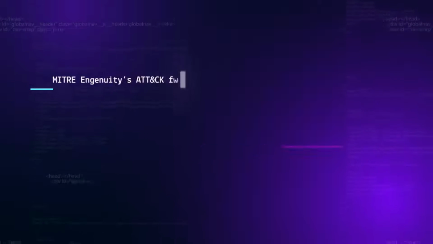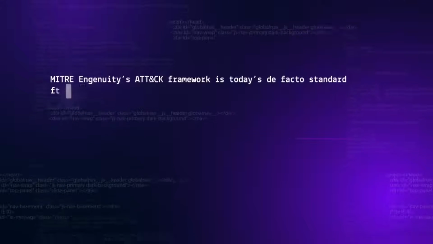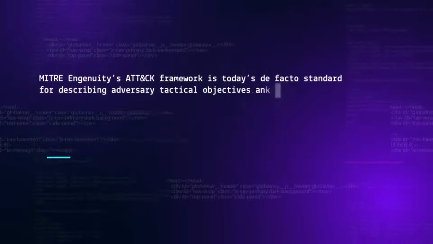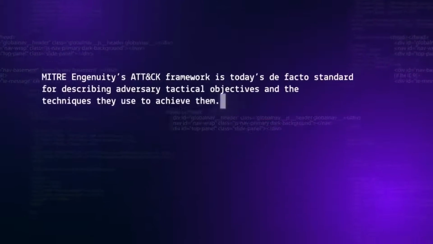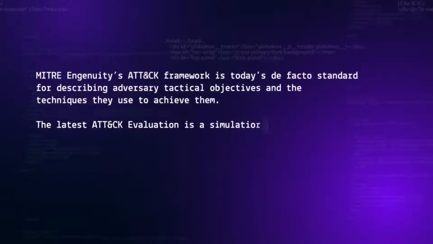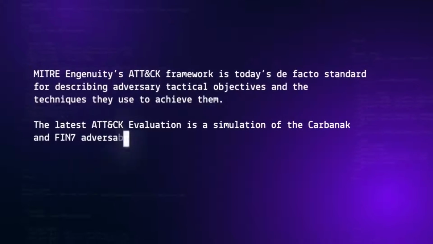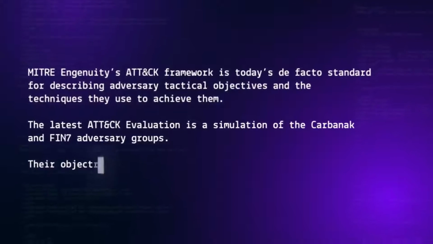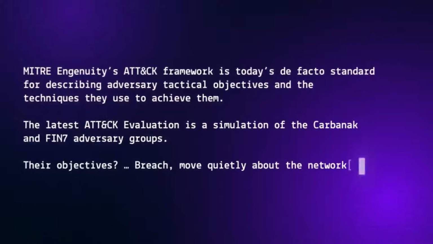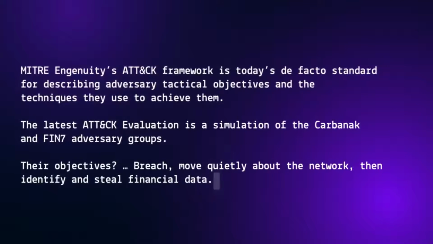MITRE Engenuity's ATT&CK framework is today's de facto standard for describing adversary tactical objectives and the techniques they use to achieve them. The latest attack evaluation is a simulation of the Carbanak and FIN7 adversary groups. Their objectives? Breach, move quietly about the network, then identify and steal financial data.